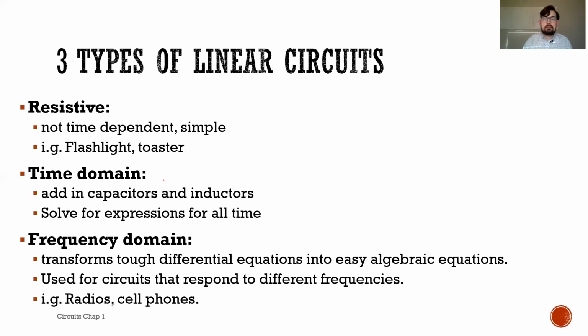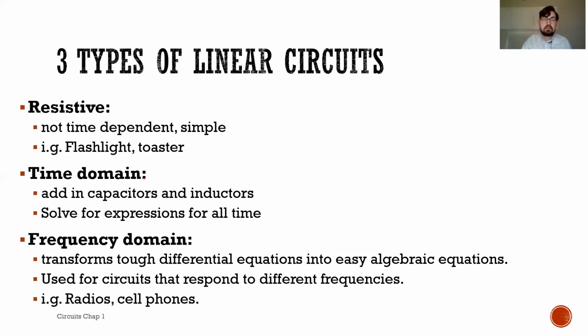All right. So starting our analysis of linear models off, we've got three basic types of linear circuits. The first one is resistive, right? This is not time dependent. This is simple, very, very simple. There are so many circuits that we can define as resistive type circuits. Anytime you have something that just heats up, flashlights, toasters, LEDs, things like that that just have a constant current draw, that is going to be a resistive type element.